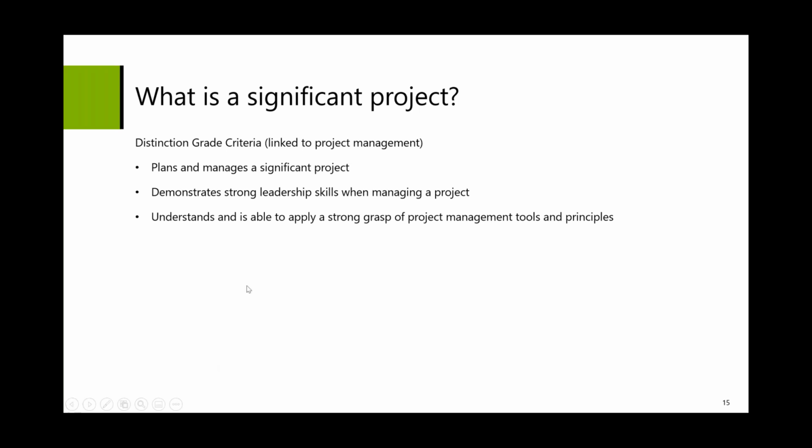I'm just going to go back slightly here and go through the evidence requirements underneath this. Plans and manages a significant project. The evidence requirements within the additional resources and EPAP state how they effectively manage the project, including the consideration and management of risks, contingency planning, and how they evaluated the project, including the effectiveness of the planning, managing, and implementation of the project, including strengths and weaknesses.